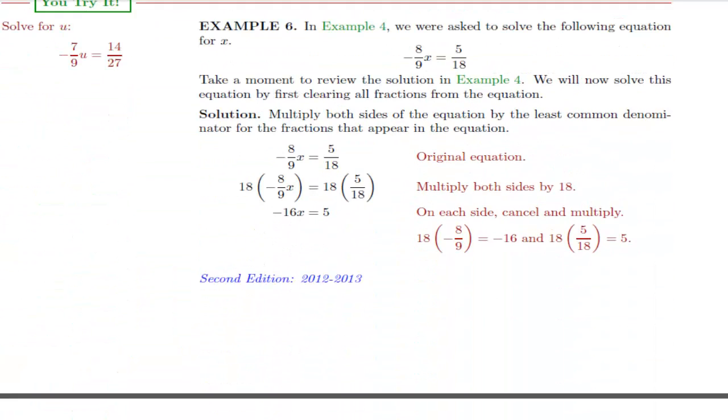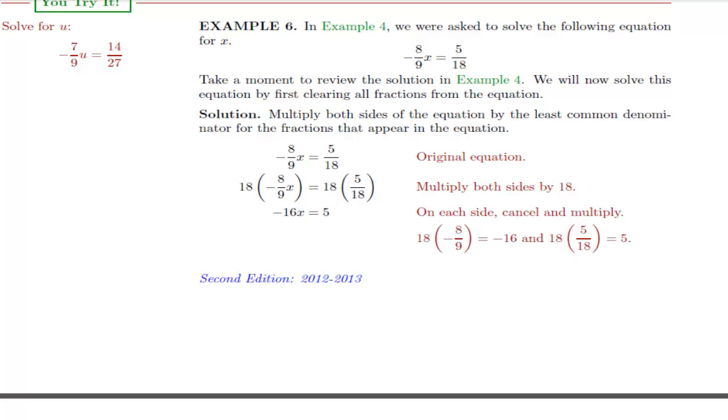Example 6. In example 4, we were asked to solve the following equation for x: negative 8/9 x equals 5/18. Take a moment to review the solution in example 4. We will now solve this equation by first clearing all fractions from the equation. Solution. Multiply both sides of the equation by the least common denominator for the fractions that appear in the equation.